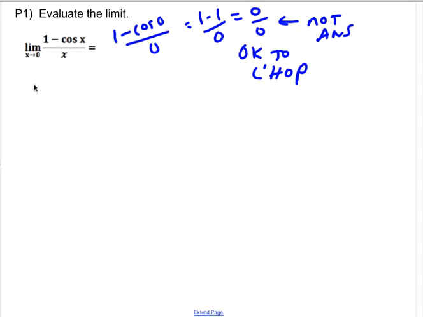So okay to lop. So when I do L'Hopital's, I'm going to get the limit as x approaches 0 of, now when I differentiate 1 minus cosine x, the derivative of 1 is 0.